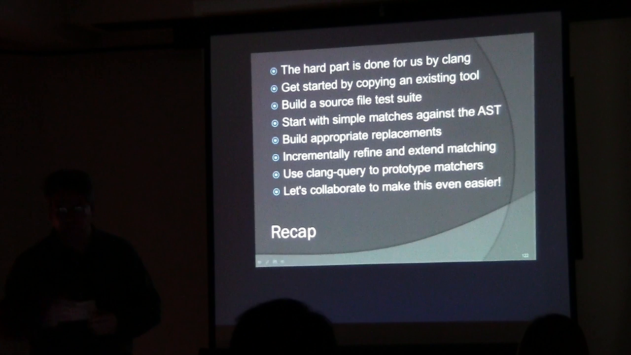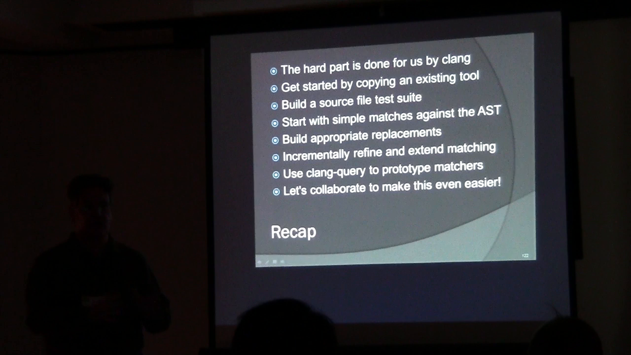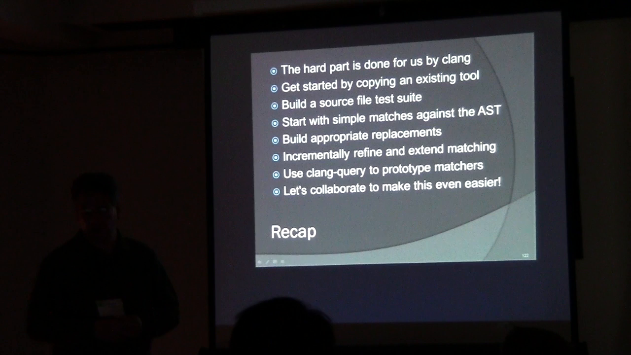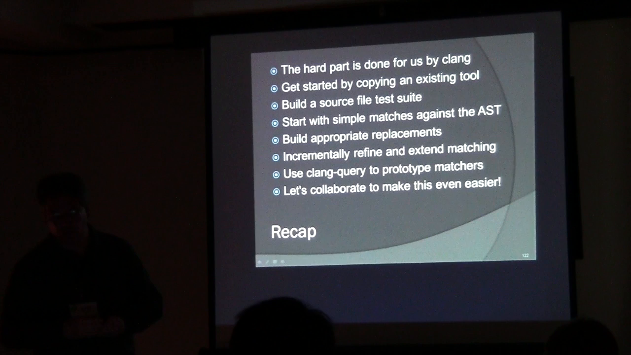We got started by copying an existing tool. It's important to build a set of source test files that you feed to your tool to keep double-checking yourself along the way, kind of test-driven development, with the source file being an acceptance test for what your refactoring tool is supposed to do. Start with simple matches against the AST. Build appropriate replacements. Incrementally extend and refine your matching to get it handling more things. Use Clang Query to prototype matchers. And if we all chip in a little bit and start building some tools, I think we can get things really moving forward.